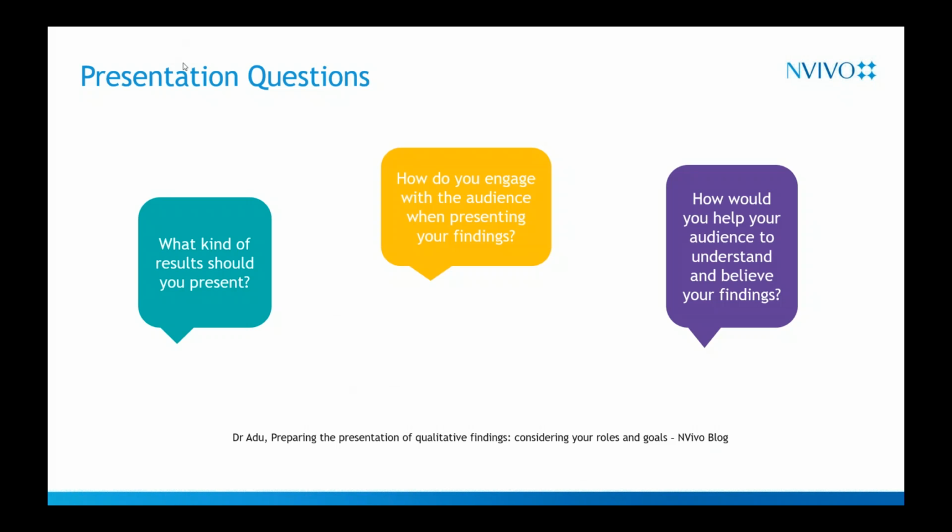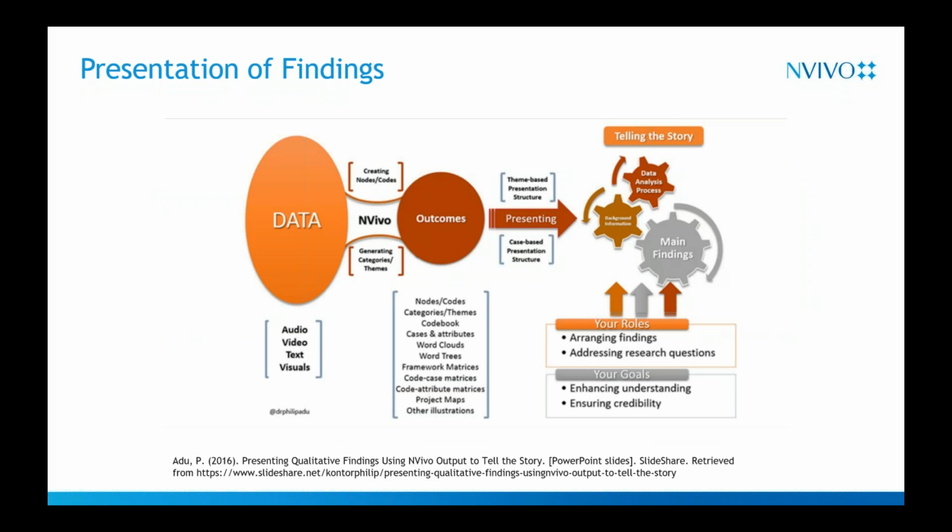He says, when you present your research, you want to ask these questions to think about how you want to present it. What kind of results should you present? How do you engage with the audience when presenting your findings? How would you help your audience understand and believe your findings? In the blog, you'll find this visual too, but he's broken this down, thinking about how to present your findings. So, what type of data do you have?